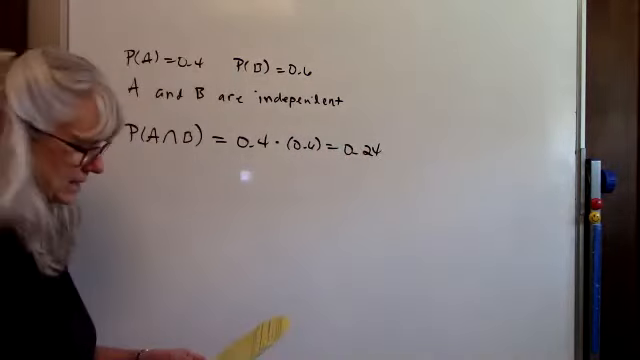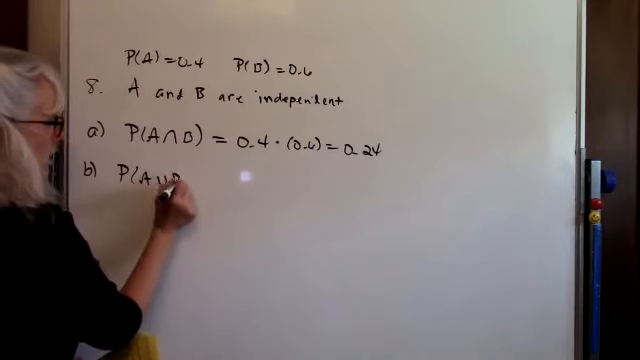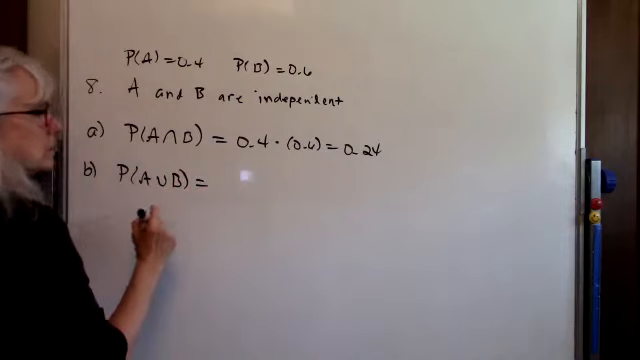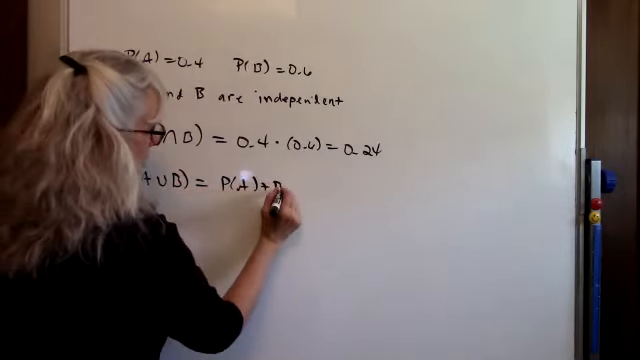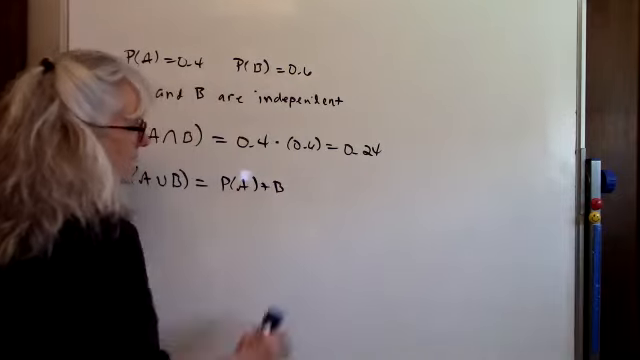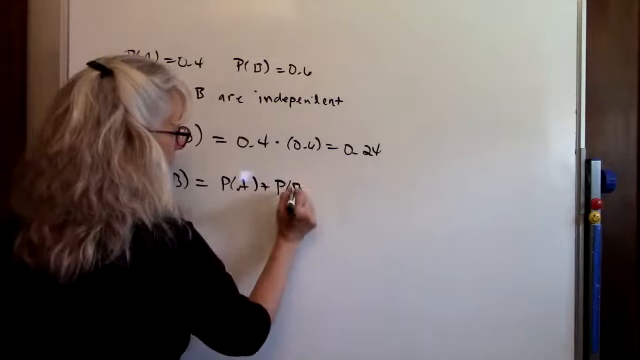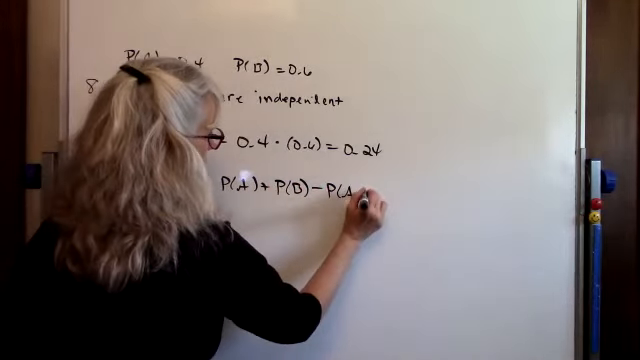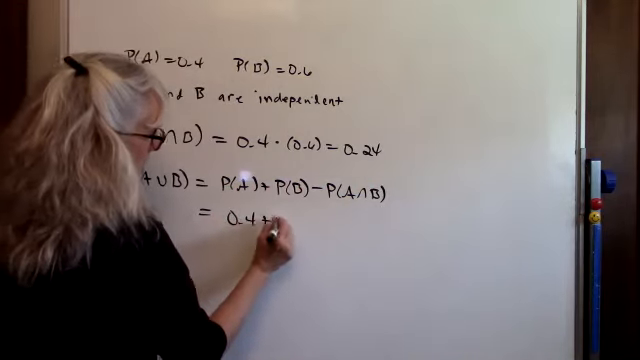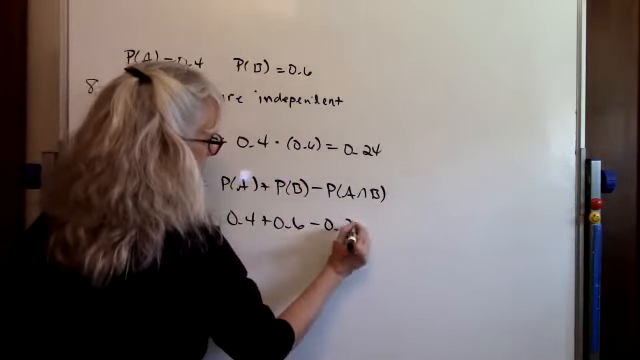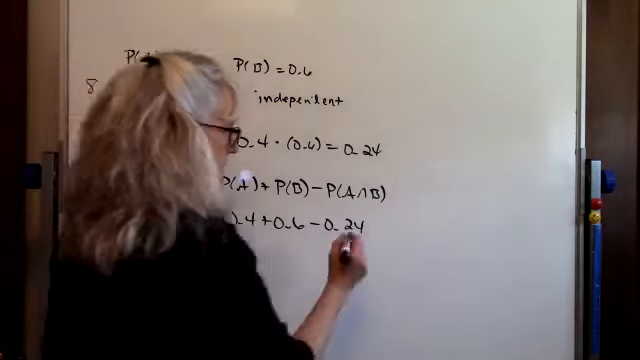That's because they're independent. So part B says, let's find the probability of their union. So we're going to go way back a couple of sections. So the union is equal to the probability of A plus the probability of B minus any overlap. Well, we now know that there's an overlap. So for us, A is 0.4, B is 0.6 minus the 0.24 that we found in their overlap. And that gives us 0.76.